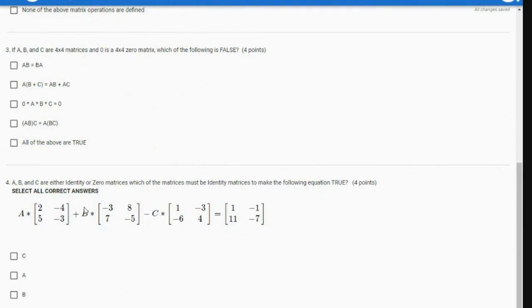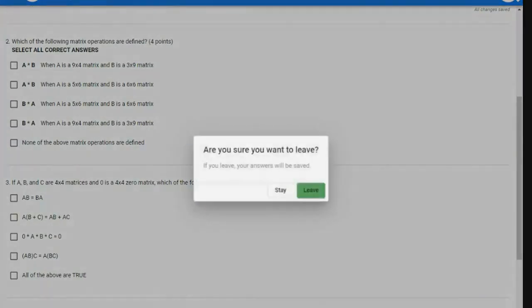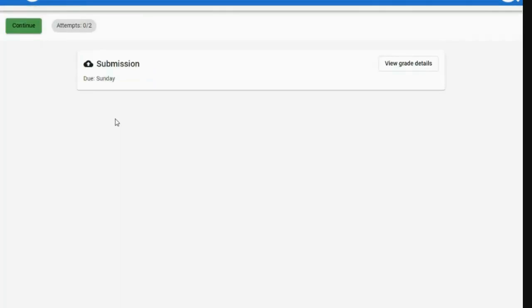Can you just add these two together and this is a 0? Or just one of these needs to be a 0? And you subtract this one to get this answer. There you go. Select all correct answers. Which ones must be identity? It may ask you which one's a 0. So just pay attention to that. But that's it. 4 questions, and you do get 2 attempts.